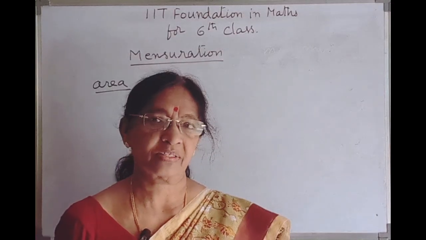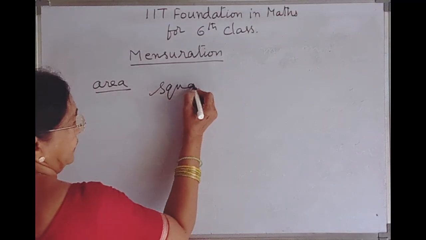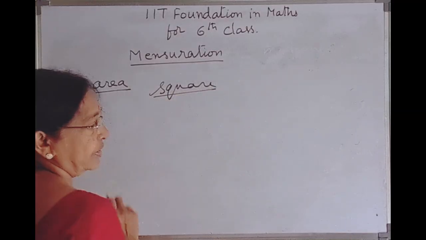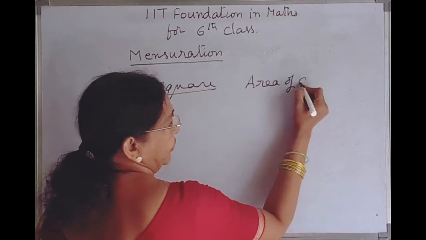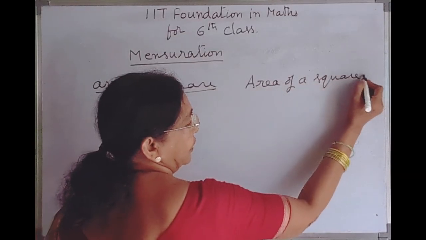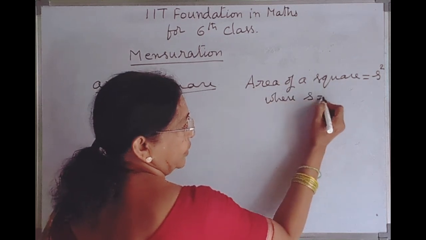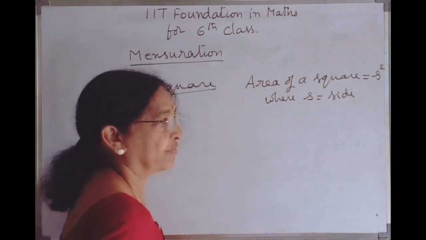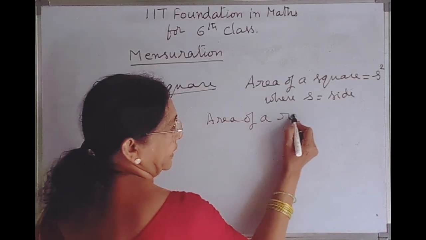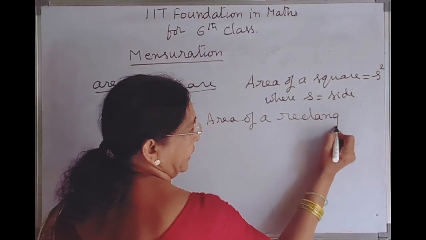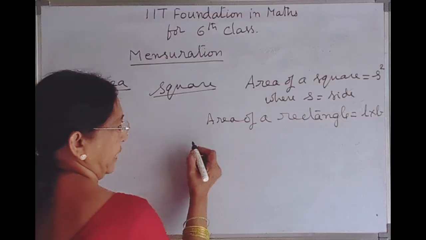Let us know the formulas of areas of certain figures. For example, square. The area of a square is equal to S square, where S is equal to the side of the square. Next, the area of a rectangle is equal to length into breadth.